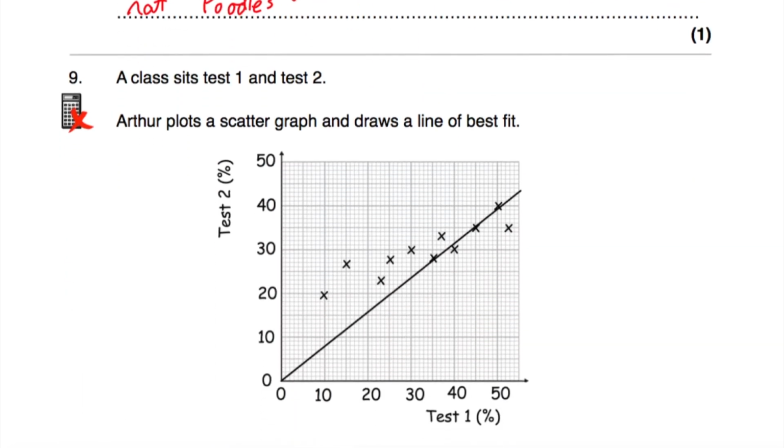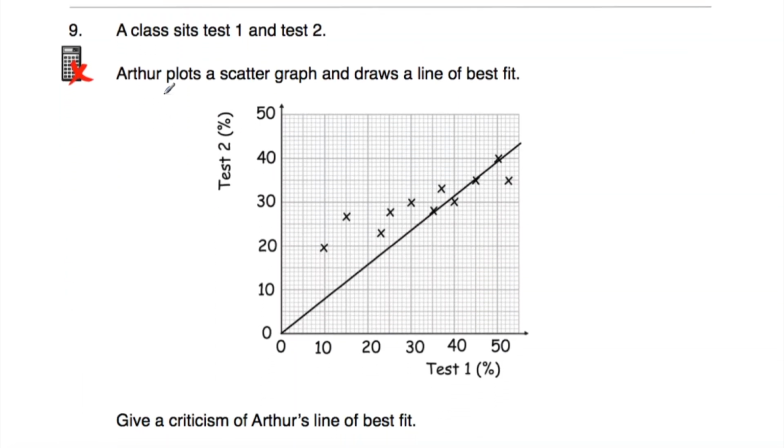Okay, let's have a look at our next question, question number 9. Question number 9 says, class sits test 1 and test 2. So they sit test 1 and test 2, and Arthur plots the scatter graph and draws a line of best fit. So he plots all the points, and then he draws that line of best fit.